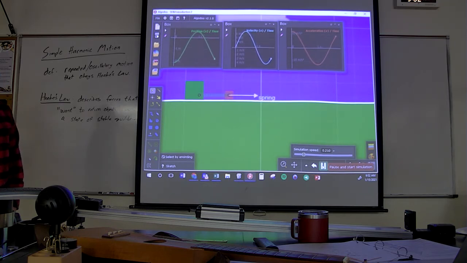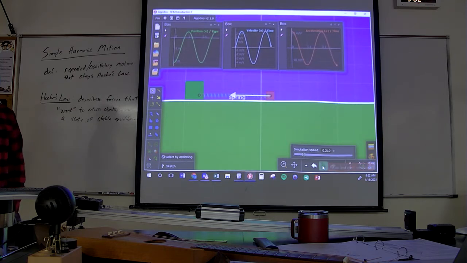You cannot use uniformly accelerated motion equations. You cannot use the kinematic equations for this. Okay. What types of graphs are those? Sine and/or cosine. Right.